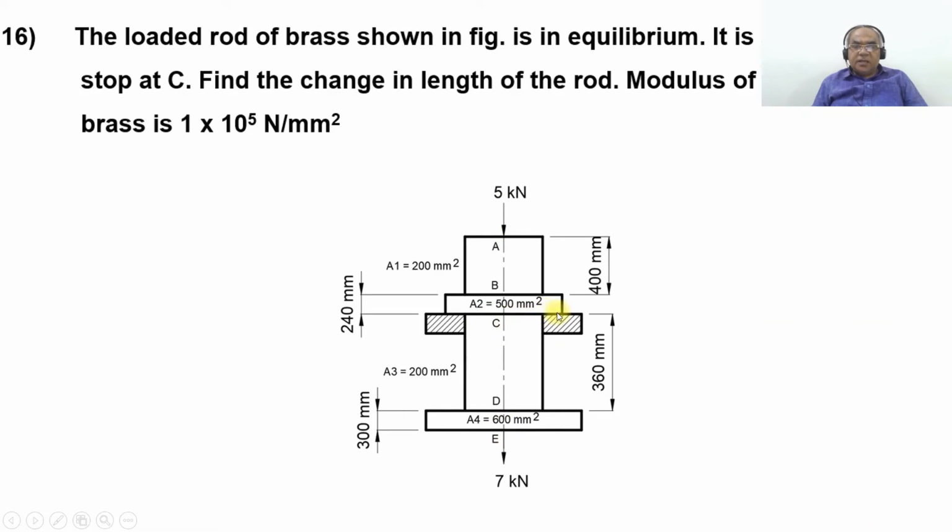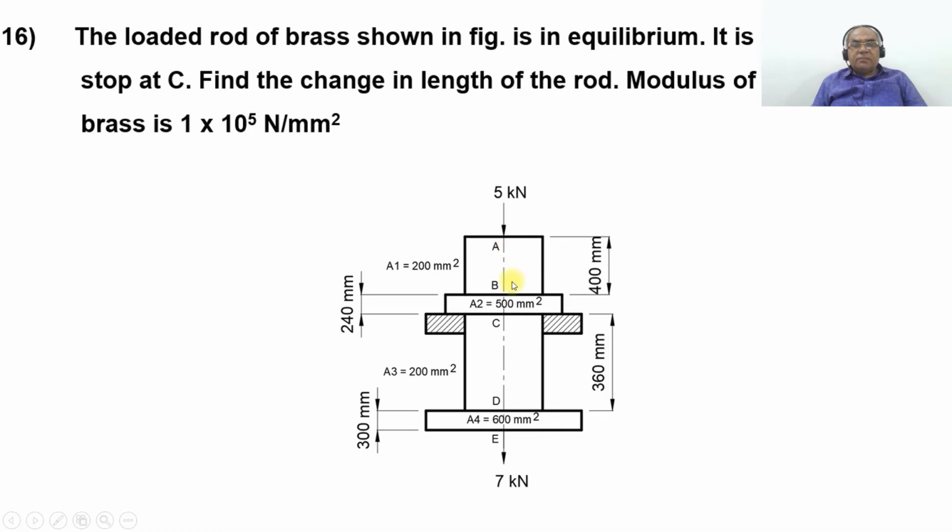Since there is a stop pin at C, we can divide this into two parts: one between AB and BC, and after the stop pin C, CD and DE. Considering AB and BC, there is a stop at this point, so the load is acting from the downward direction. This will be a compressive load, because we have to keep the body in equilibrium.